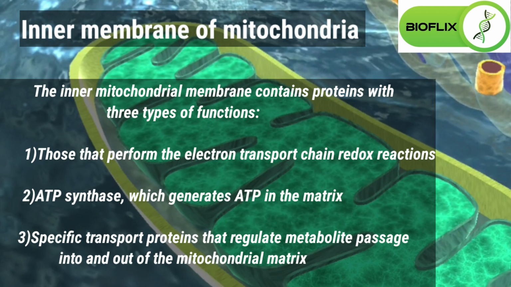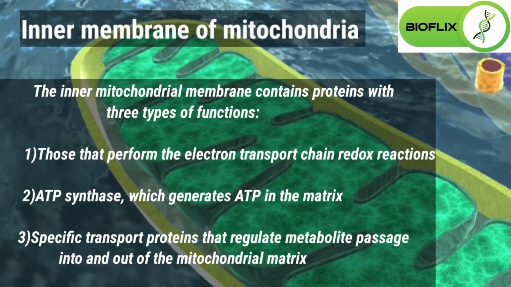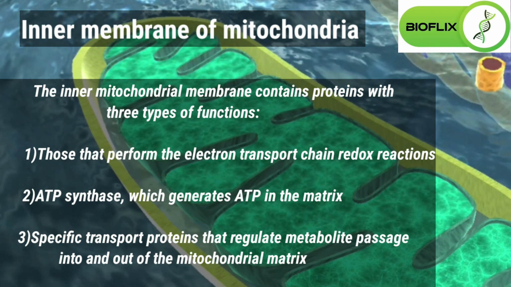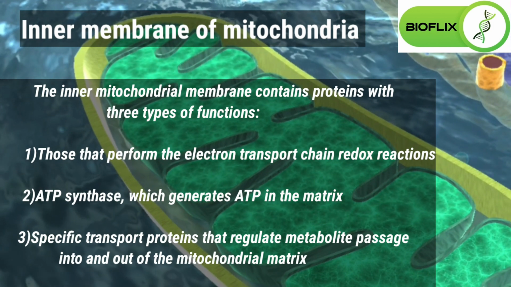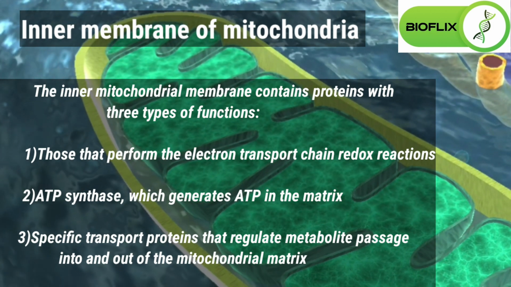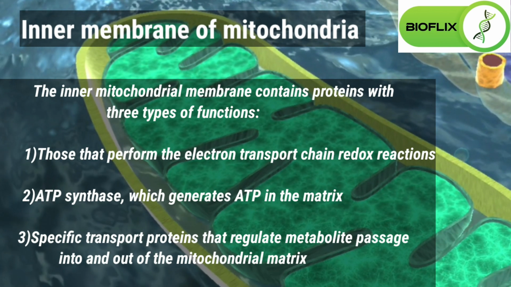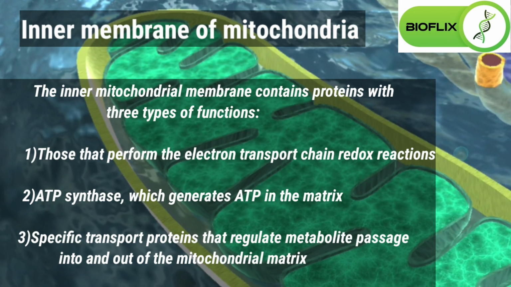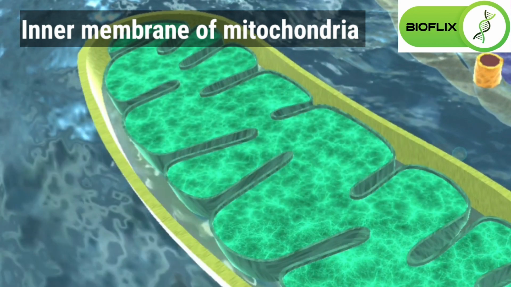The inner mitochondrial membrane contains proteins with 3 types of functions. Those that perform the electron transport chain redox reactions. ATP synthase, which generates ATP in the matrix. Specific transport proteins that regulate metabolite passage into and out of the mitochondrial matrix.